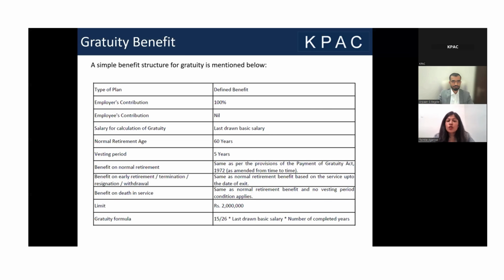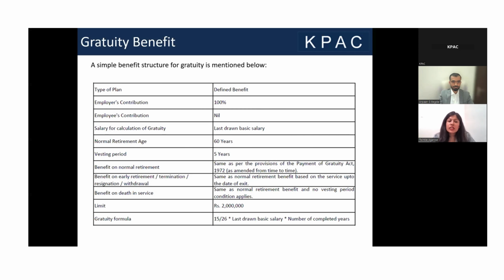Next, there are certain sorts of separation by which the employee can separate from the organization. It can either be through retirement, resignation, or death. In any of these cases, the benefit is payable as per the Payment of Gratuity Act. However, in case of death, there is no vesting condition that is applicable. Even if the employee has not rendered 5 years of service, the benefit that has been accrued to the employee for the service years that he has rendered to the company is still given.